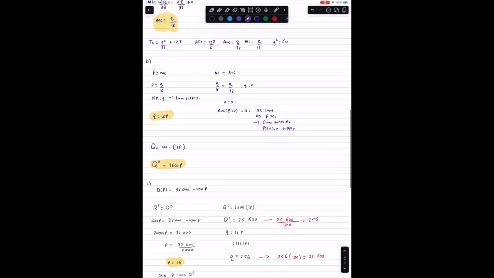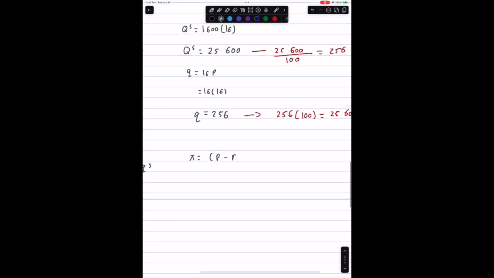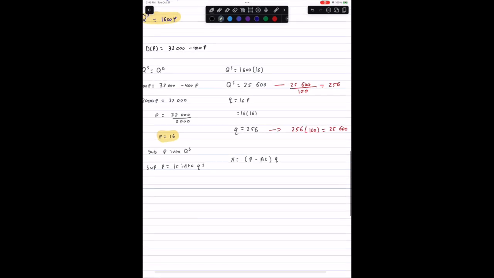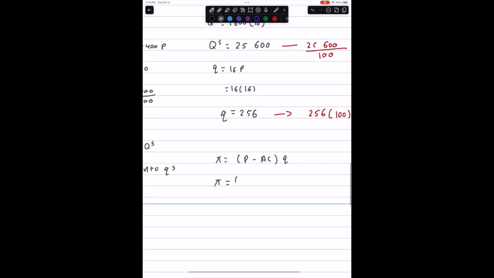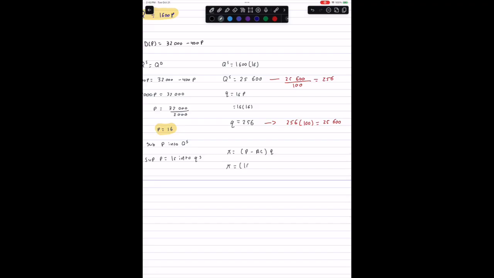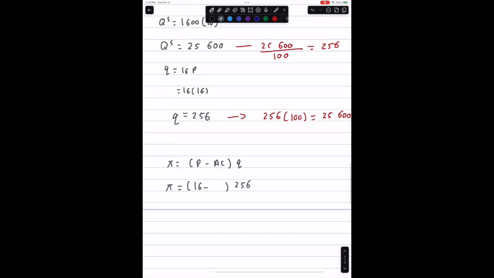Now, what is the economic profit, right? Well, the economic profit is just going to be equal to the price minus the average cost times however many units we sell, right? We have the price. We know the price is going to be equal to 16, right? We know we're supplying 256 units, each firm, right? This is for each firm. What's the average cost, right?